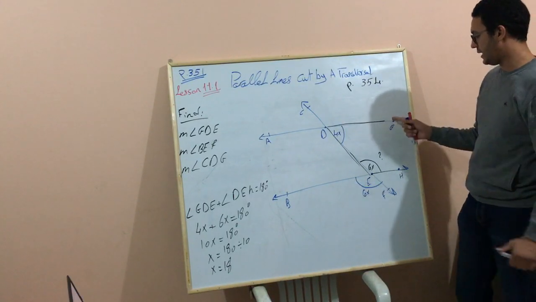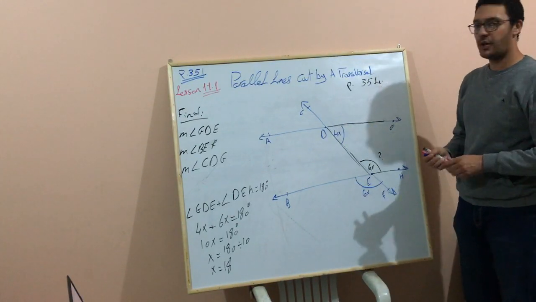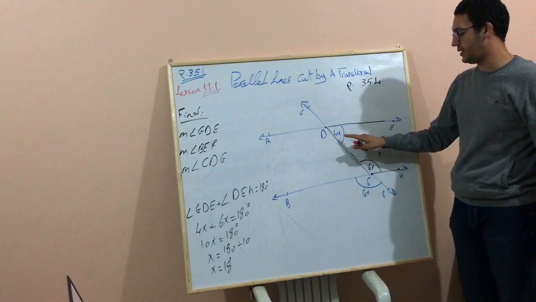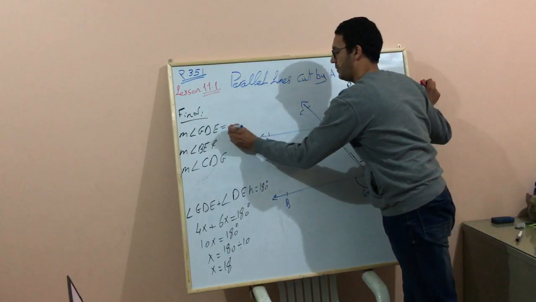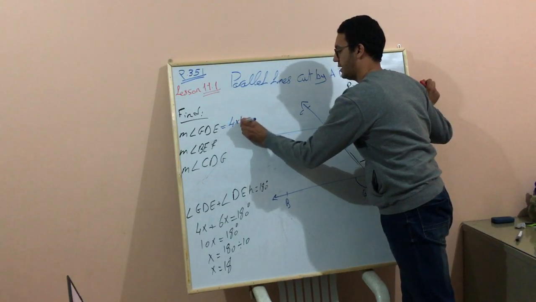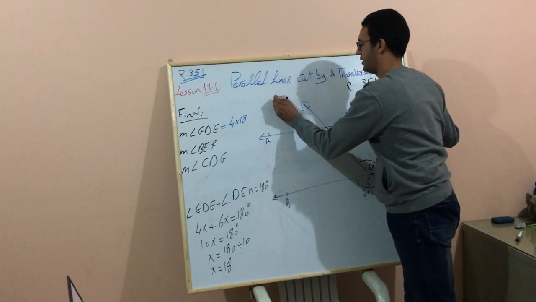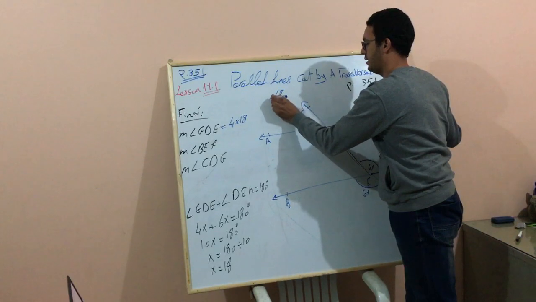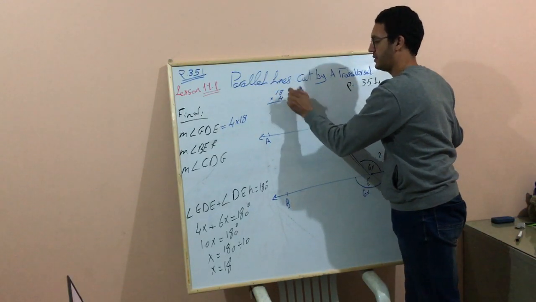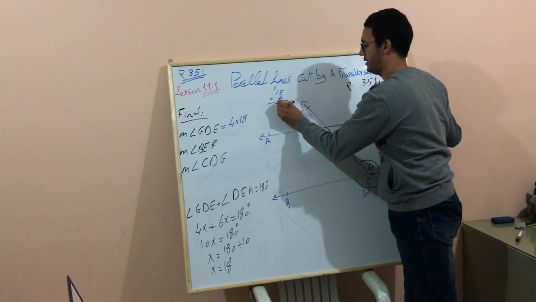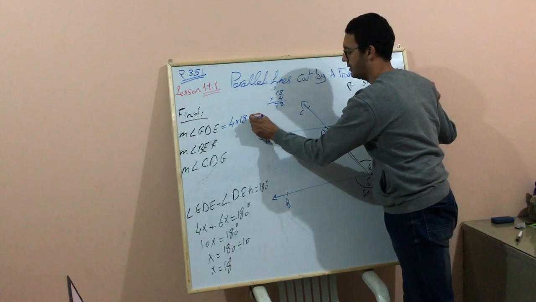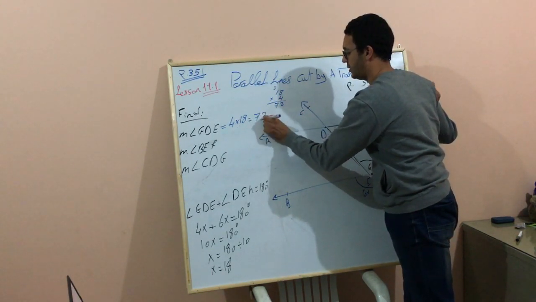يبقى أنا لو عايز أجيب angle GDE, I'm going to tell that it measures 4x, which means that we're going to multiply 4 by 18. As you can see here, we're going to multiply them. 18 times 4. 4 times 8 is 32. 2 and carry up 3. 4 times 1 is 4 plus 3 equals 7. So this angle equals 72 degrees.